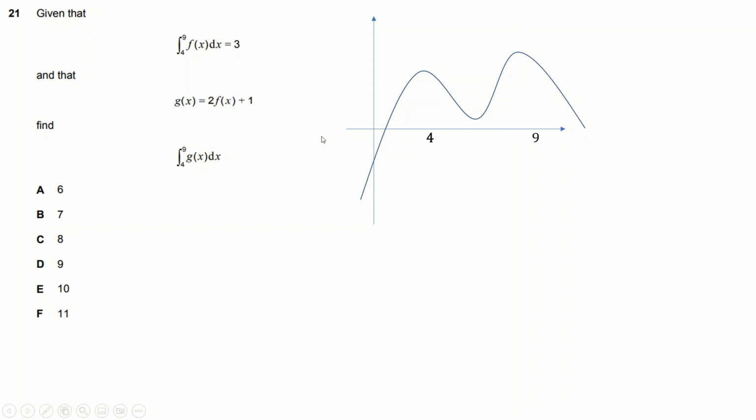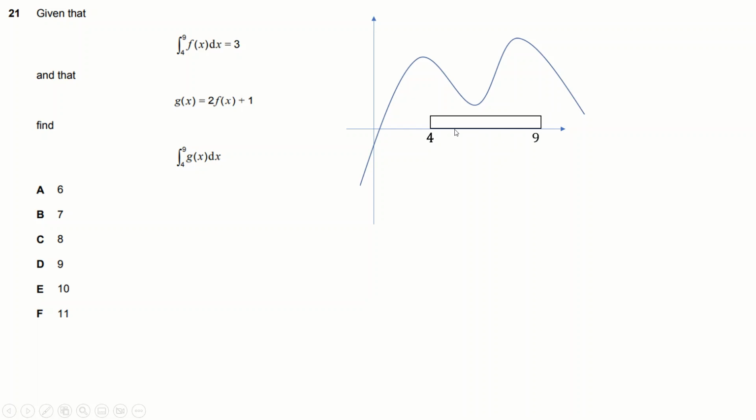Now it's the shifting up 1 that I want to focus on. If this graph gets shifted up one place, how much extra area is being added in? Well, we're going to add in an entire rectangle on the bottom there, and it's going to have a height of 1 and width of 5, right? So there's going to be an extra 5 area added onto this by shifting the entire thing up 1.